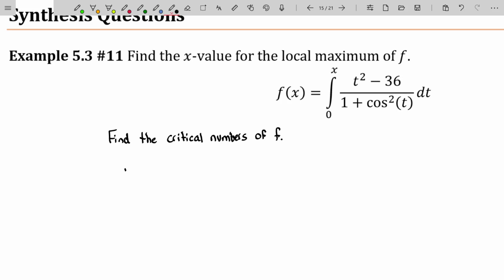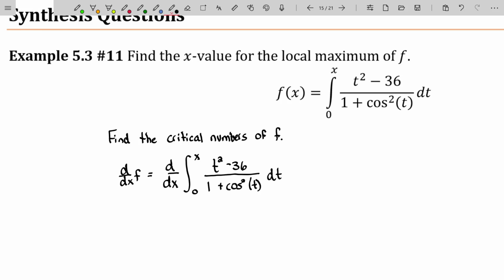So let's go ahead and take the derivative with respect to x of f, which is the derivative with respect to x of the integral from 0 to x of (t squared minus 36) over (1 plus the cosine squared of t) dt. Don't forget about that dt. And let's go ahead and take this derivative.